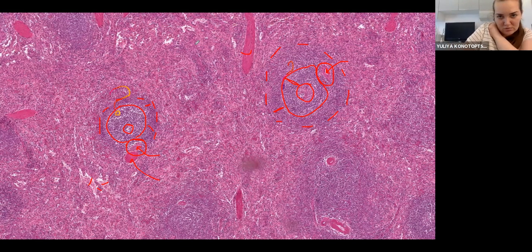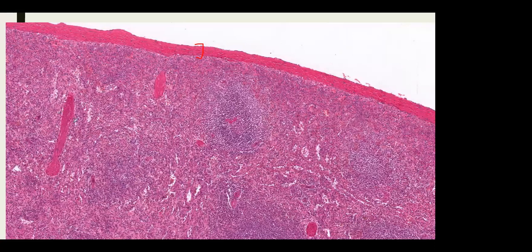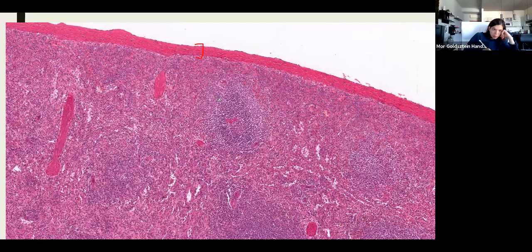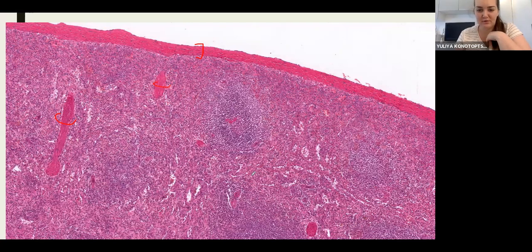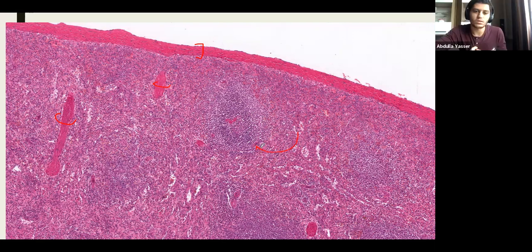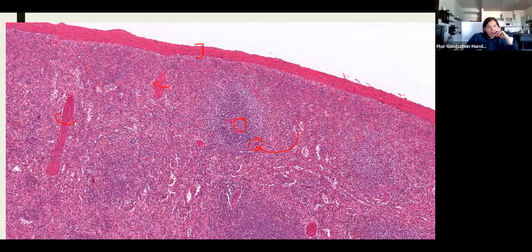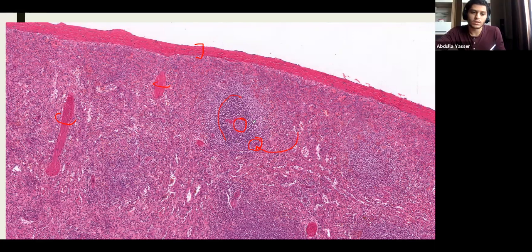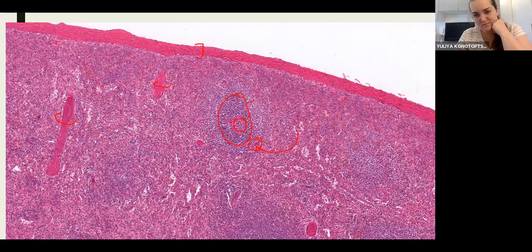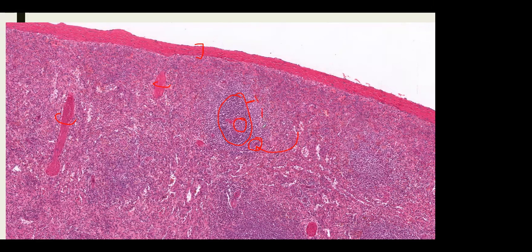Okay, you do it. What is this? Capsule. Capsule, very good. This? Trabecular. This is also trabecular. This? White pulp. This? The central arteriole. This? Pulse. Germinal center. Mantle zone. Perifollicular zone. And marginal zone.